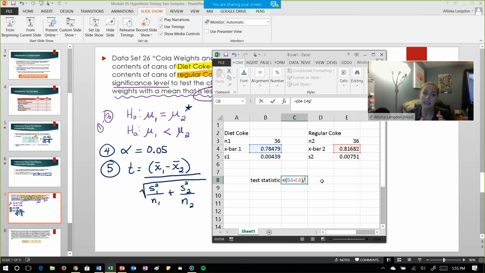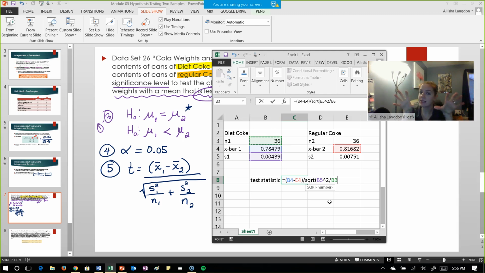Now here is where we need to use that square root. So SQRT is going to give our square root, parentheses. Now what you're going to do is you're going to take S1 squared. So here's S1. I'm going to grab it and I'm going to square it. To square it, you need to hit the up arrow. The up arrow is Shift 6, and then put in 2. So what's happening there is we are squaring my S1 value, and I'm going to divide that by N1.